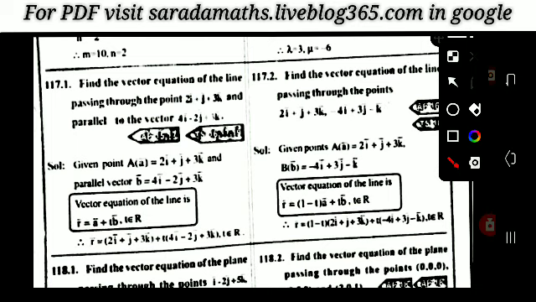Find the vector equation of the line passing through the vector 2i plus j plus 3k parallel to the vector 4i minus 2j plus 3k. The formula is r bar is equal to a bar plus t b bar, and this is the answer. For writing the formula here you will get 1 mark, and for substituting these two you will get another mark. Okay, important sum.